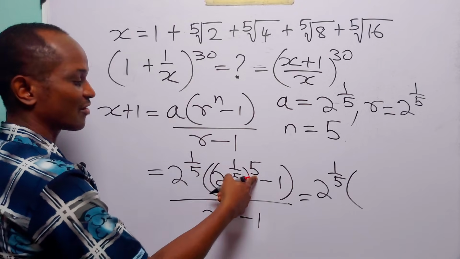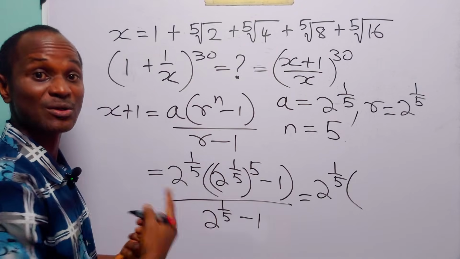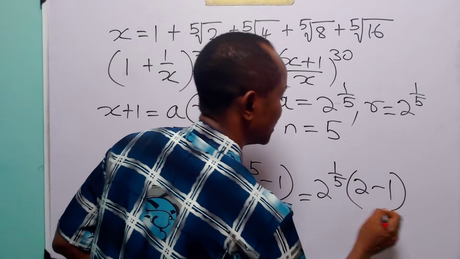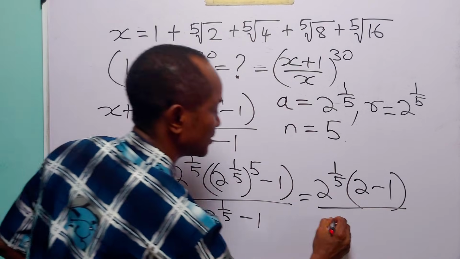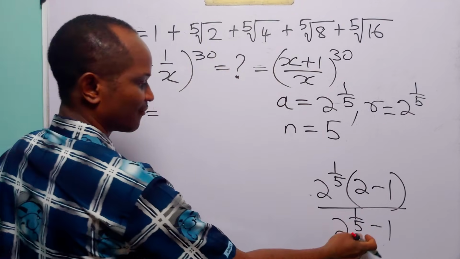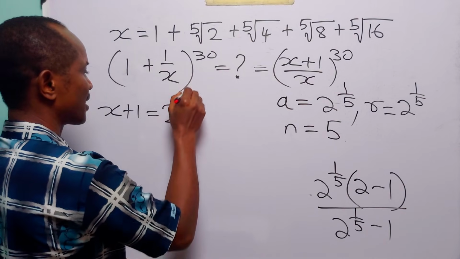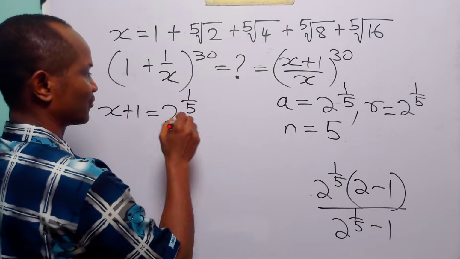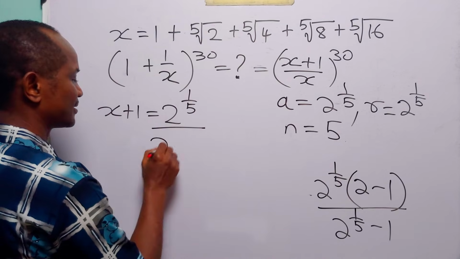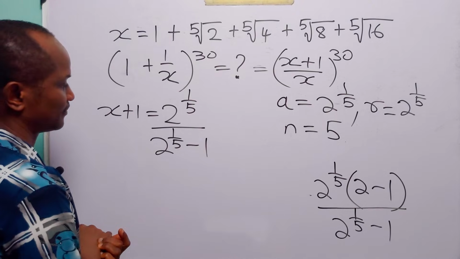2 to the power 1 over 5 to the power 5. Of course, you have 1 over 5 times 5, which is equal to 1. So this is 2 minus 1 divided by 2 to the power 1 over 5 minus 1. And from here, we have that x plus 1 is equal to 2 to the power 1 over 5. 2 minus 1 is equal to 1, divided by 2 to the power 1 over 5 minus 1.